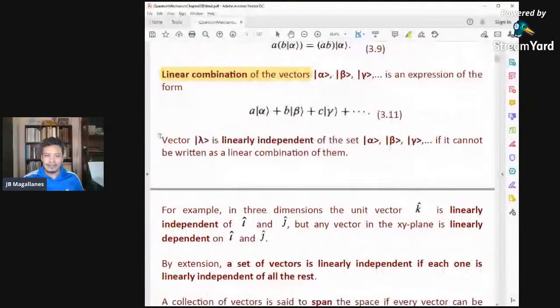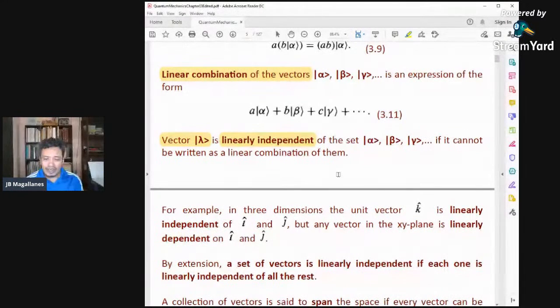A vector lambda is linearly independent of the set alpha, beta, and gamma if it cannot be written as a linear combination of them. So, for example, in three dimensions, you cannot write a vector k in terms of i and j, or a vector i in terms of j and k, or j in terms of i and k.